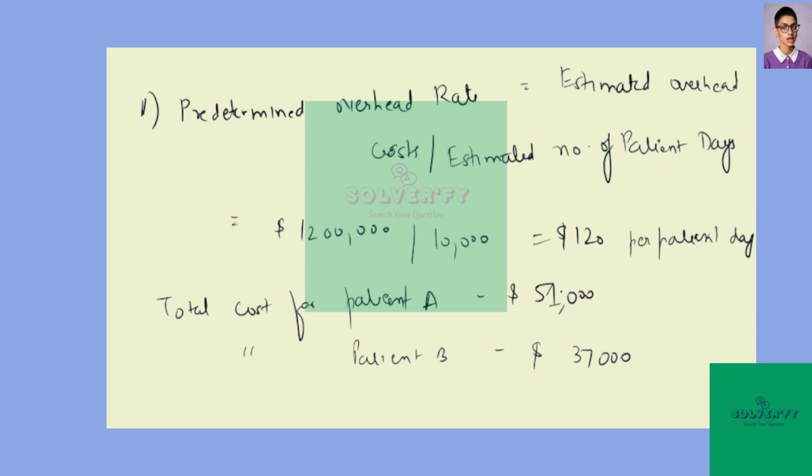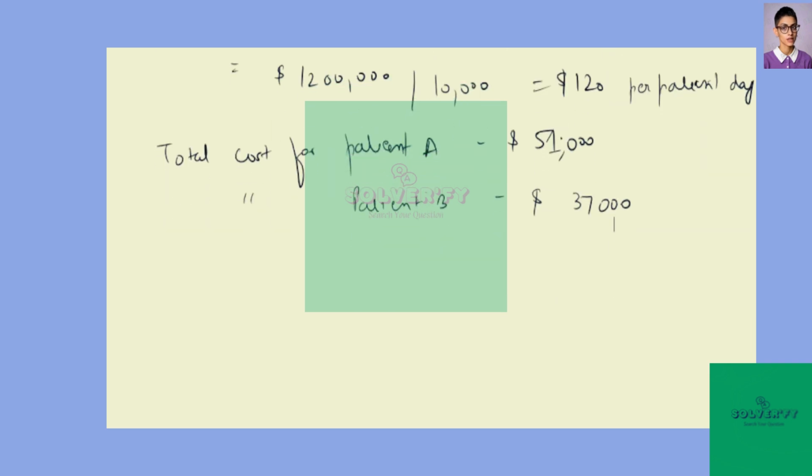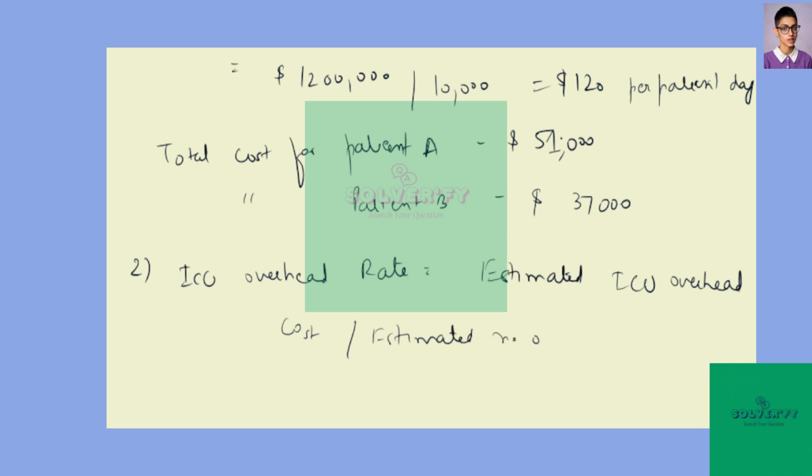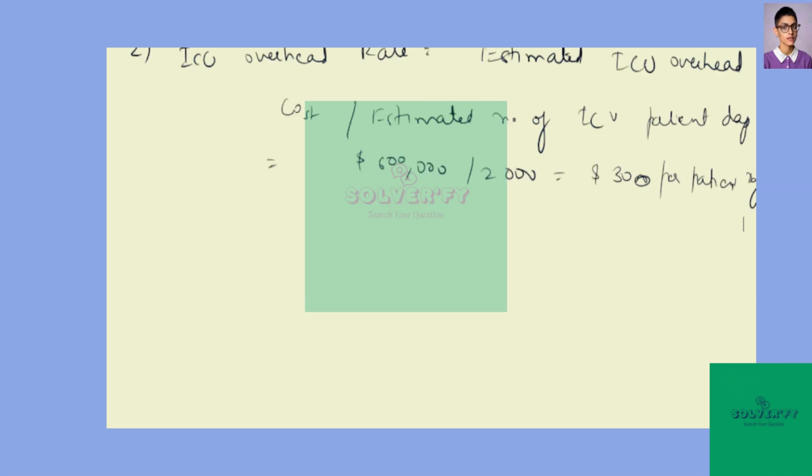Next, we have to calculate the ICU and the other overhead rates and the total cost for patient A and patient B using two predetermined overhead rates. ICU overhead rate will be calculated as estimated overhead cost for ICU patient divided by estimated ICU patient days. That is $6 lakh divided by 2,000 patient days, which is equal to $300 per patient day.